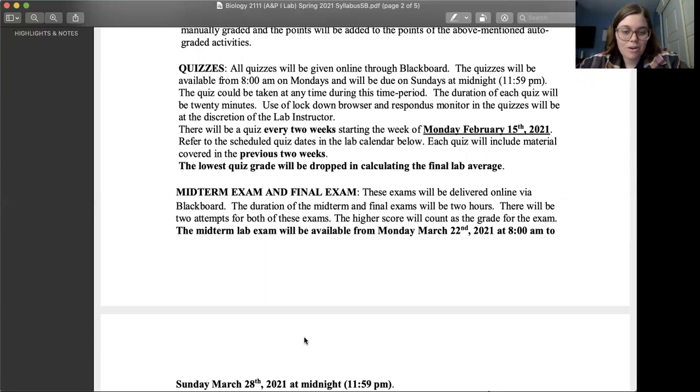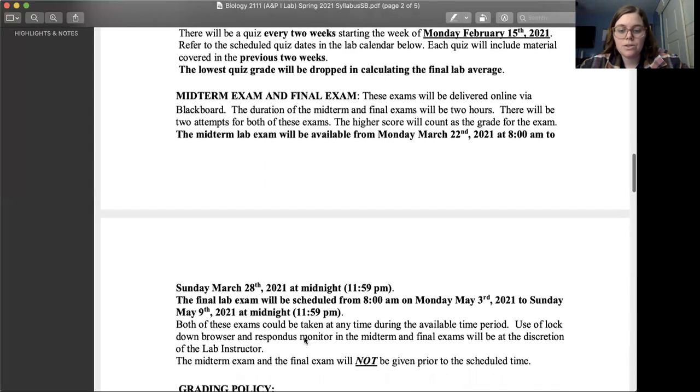Again, we will not be using Lockdown Browser for the exams. And again, you will get 2 attempts per exam. So you will get 2 attempts to do the midterm. This is for if you have any technical difficulties. And if you feel like you didn't do so well on the first one and maybe you want to try again on the second attempt, by all means, please do so.